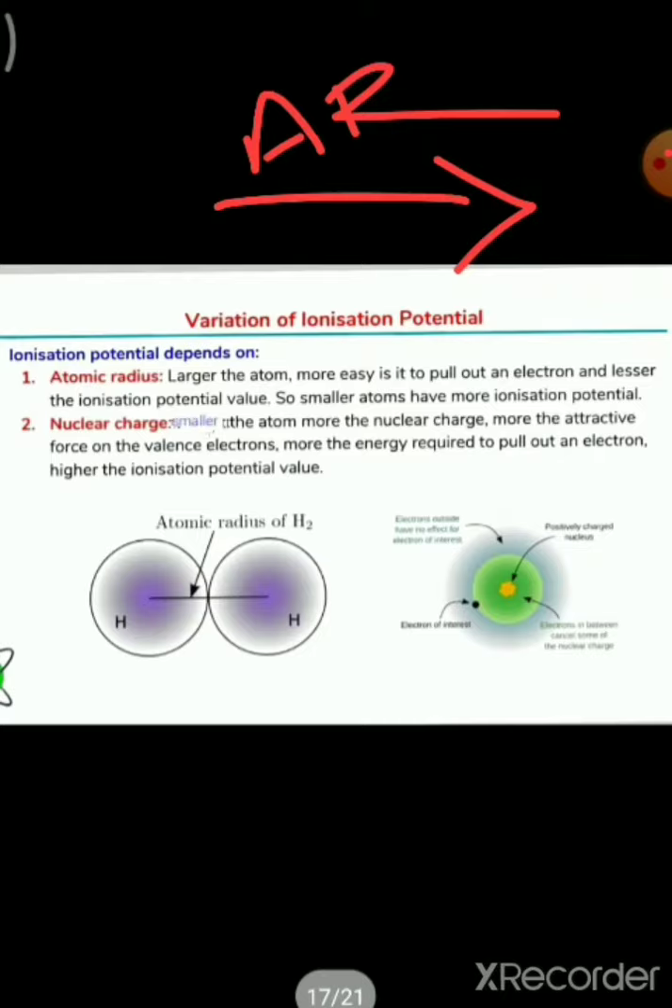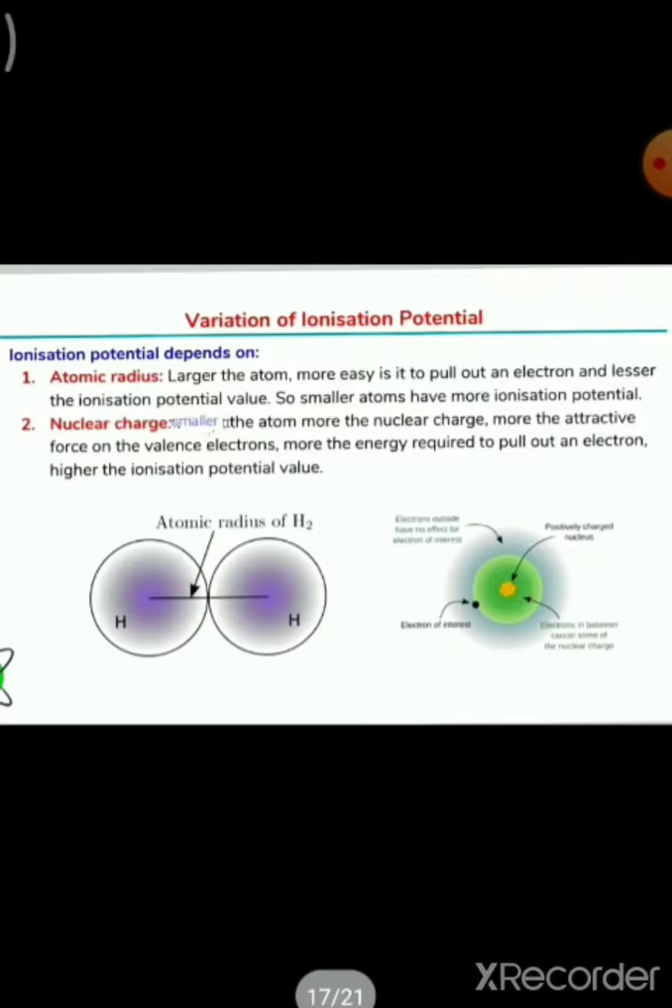Then how will it affect the ionization potential? Larger the atom, easier it is to pull out an electron, and lesser the ionization potential value. So how? So see, suppose this one is your outermost valence electron, and here is your nucleus.